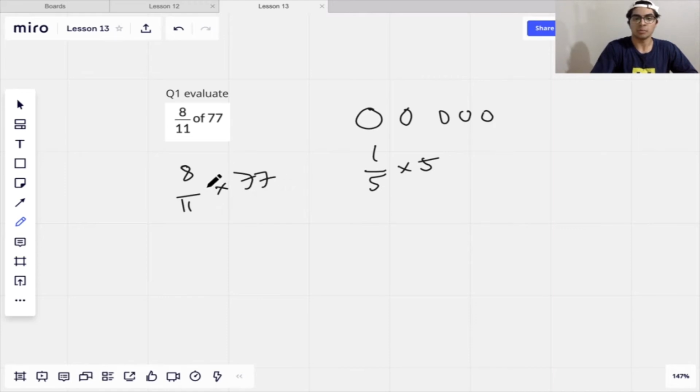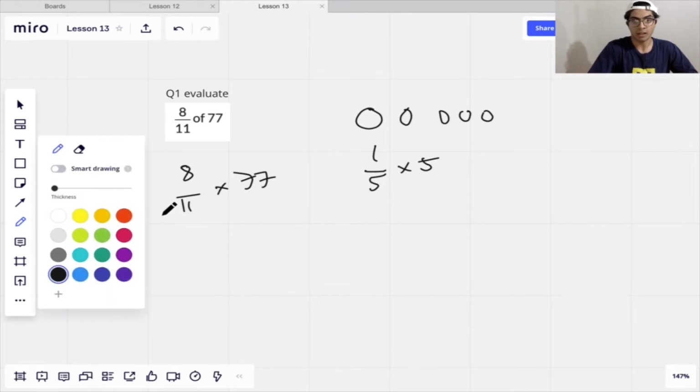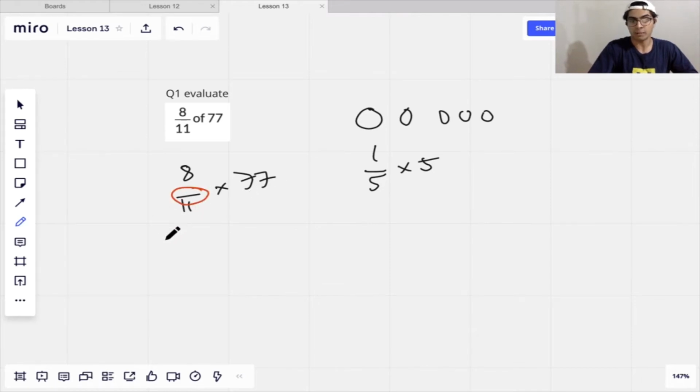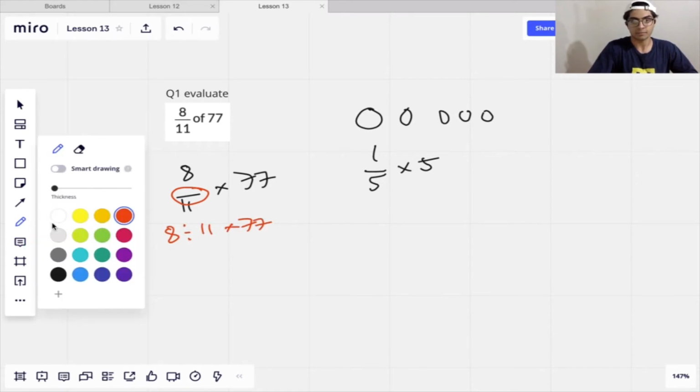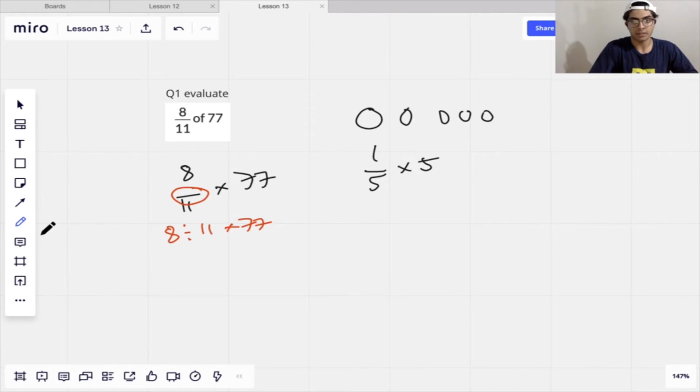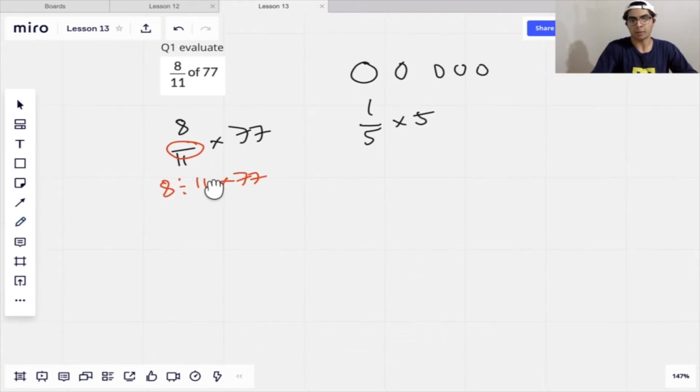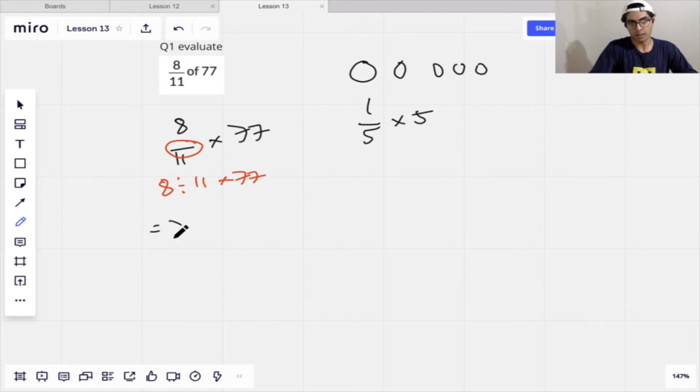So you do 8 over 11 of 77: 8 divided by 11 times 77. Because that's what the fraction is, remember? Remember what this fraction sign means? It means 8 divided by 11 times by 77. And since we've got the 77 and 11, we know 77 can be divided by 11 because it's 7 and 7, right? So 77 divided by 11 is 7, so you get 8 times 7, which is 56. There we go. Easy peasy.